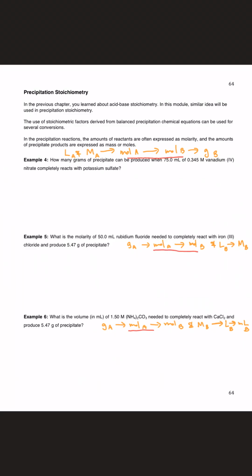Therefore, in this case, you will need to write a balanced chemical equation so that we can use the stoichiometric factor to help us convert between mole of A to mole of B. So I'm going to start by writing out the chemical equation for the reaction from example 4. Vanadium(IV) nitrate reacts with potassium carbonate.